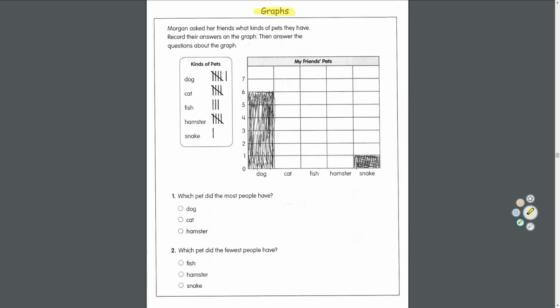Okay, graphs. Graphing. Like this whole box right here. This is what's called a graph.